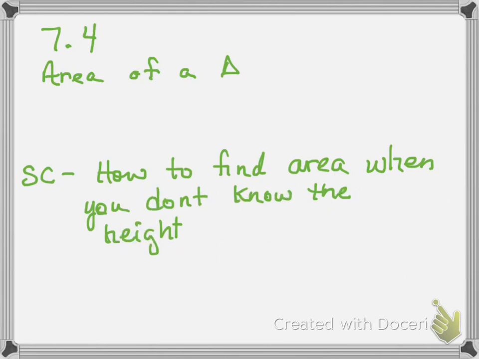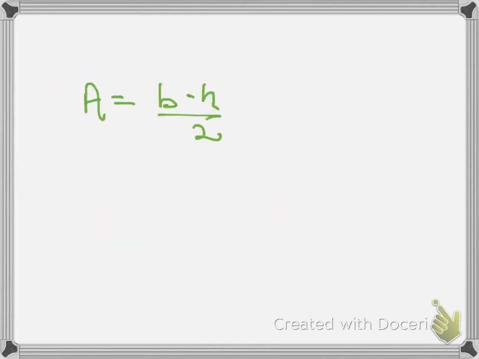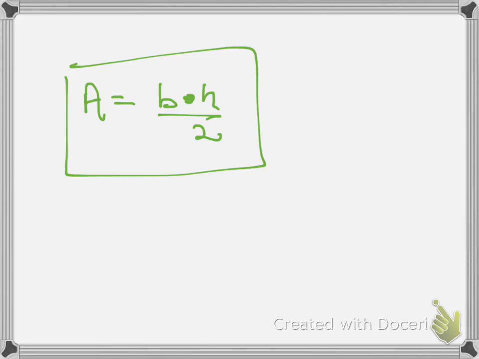Because you've been taught over the years how to find the area of a triangle. You simply take the base times the height and you divide by 2. And that formula works great as long as you know the base and the height or have the ability to find the base and the height. But if you don't have the height, we have some other formulas that can help find area.